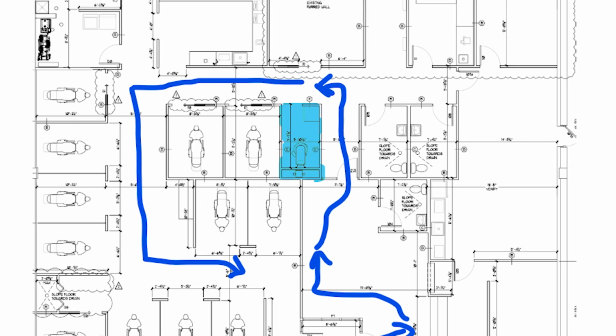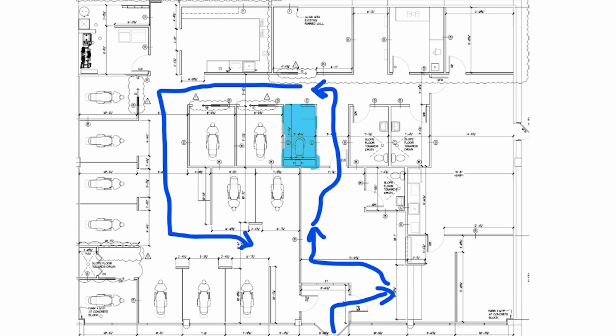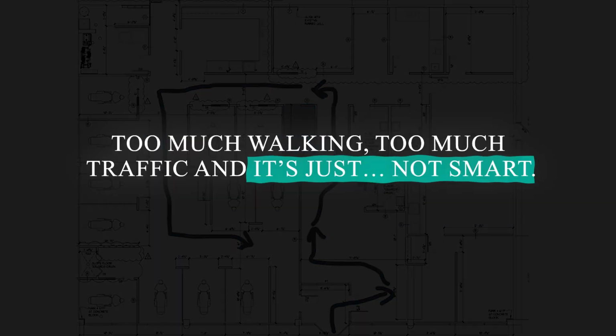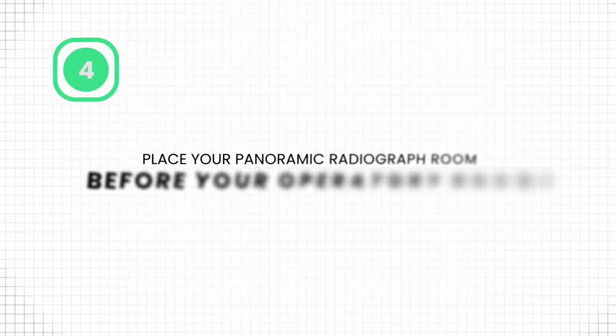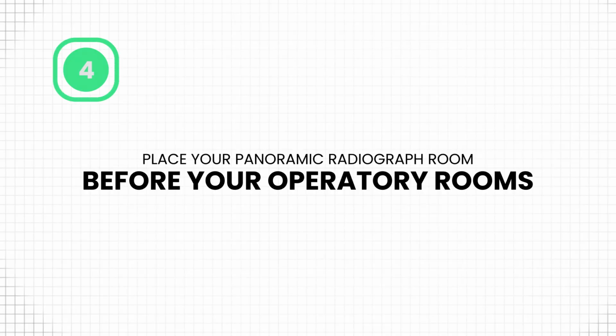Imagine you had to walk all the way to the operatory room and then you had to get up and walk all the way to the panel room again. Too much walking, too much traffic, it's just not smart. So pro tip number 4, place your panoramic radiograph rooms right before your operatory rooms. This will save you lots of traffic and bottlenecks.